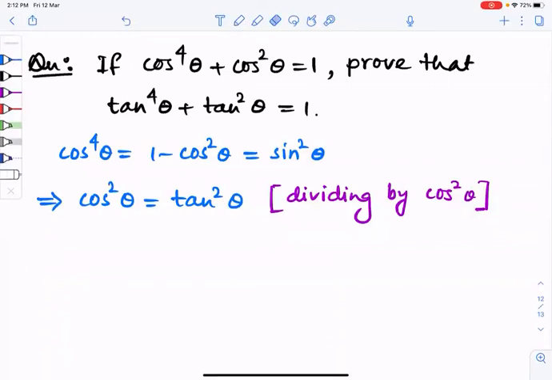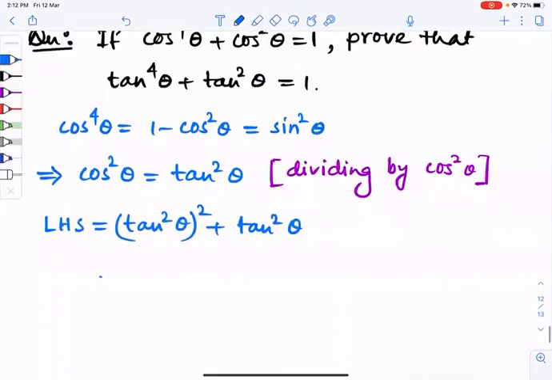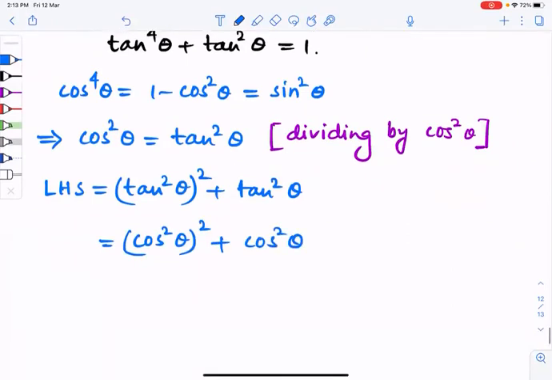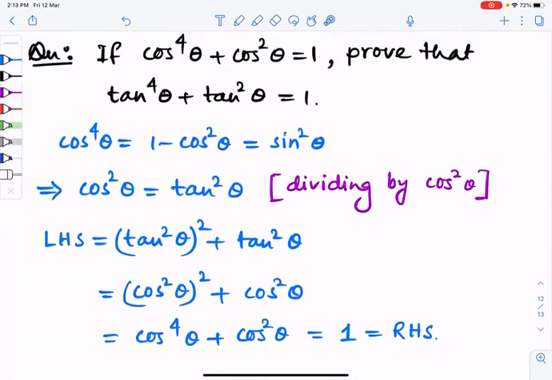Okay, let us now take the LHS equal to tan to the power 4 theta plus tan square theta. In fact, I can write it as tan square theta whole square plus tan square theta. And that is equal to, since tan square theta is the same as cos square theta, cos square theta whole square plus cos square theta. So cos square theta whole square is cos power 4 theta plus cos square theta, which is given in the question as 1. And that is what I have to prove. That is our right hand side. Okay, so that was quite easy, quite simple.